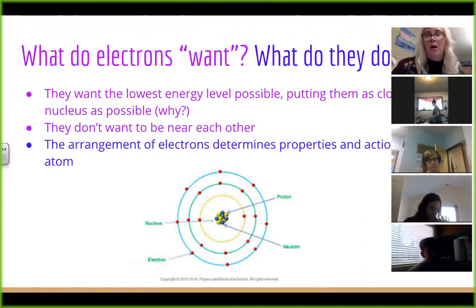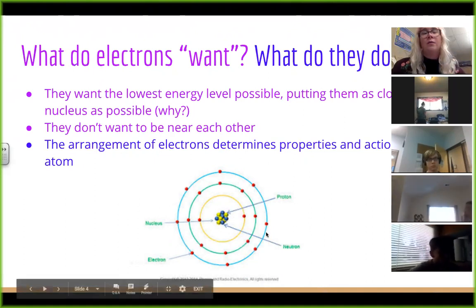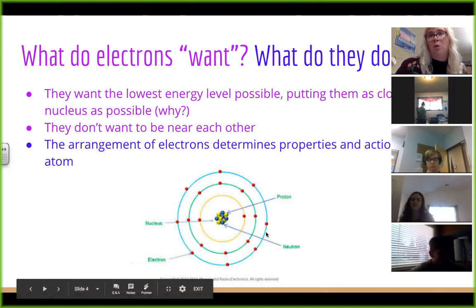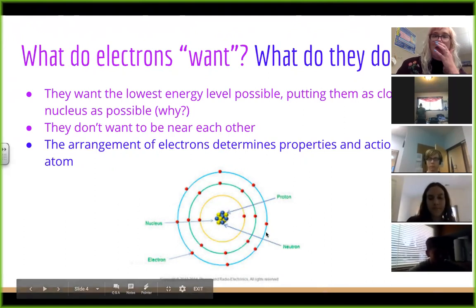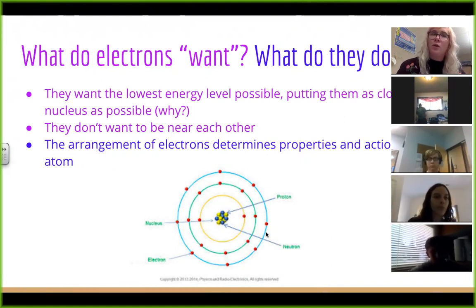But what do we know about how they behave and what they do? Well, it turns out that they're actually really sneaky and pretty hard to understand. So we basically don't understand anything about them, but this is what we do know. They want to be in the lowest energy level possible, right? What does that mean? They want to be as close to the nucleus as possible.